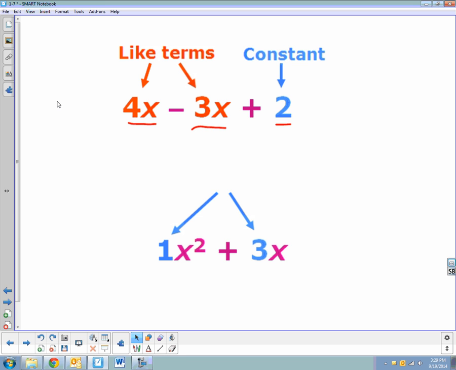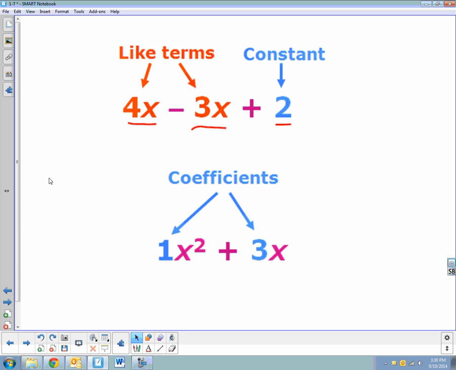It doesn't have an x, so it's a constant. Once we have our like terms, we're going to combine using what are called coefficients. And we have mentioned these before. The coefficient is the number that comes before the variable.